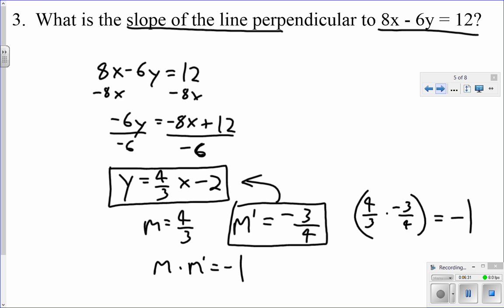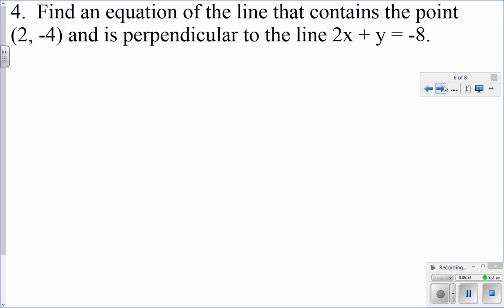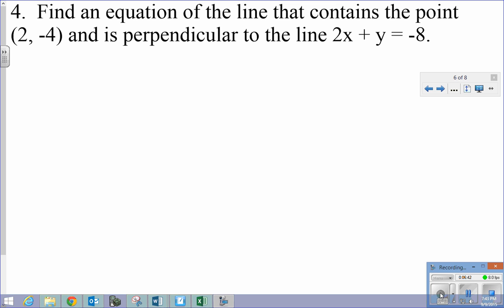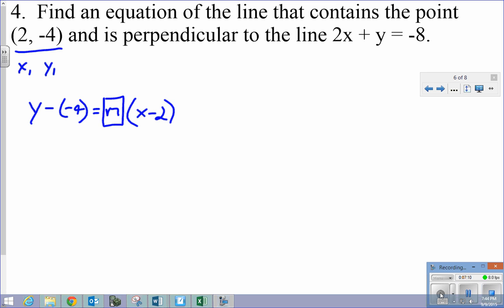All right. So here's our next example here. Find an equation of a line that contains the point (2, -4) and is perpendicular to the line 2x plus y equals -8. Again, I have a point here, (2, -4). So if I have a point and I want an equation that contains that point, I'm going to use point-slope form. Again, x1, y1. I get y minus a -4 is equal to m times the quantity x minus 2. Still needing my m. Where is that going to come from?